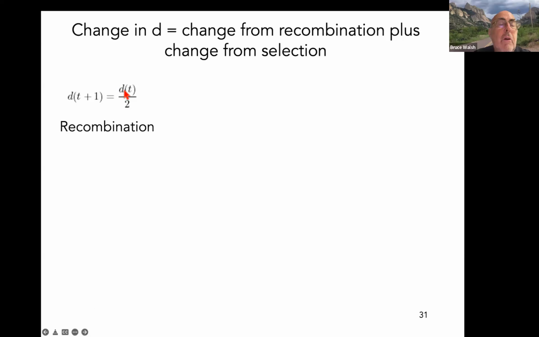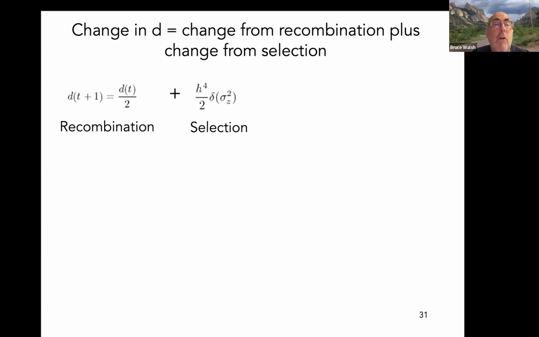So the disequilibrium is the original value divided by 2. That's the decay from recombination. And then the part from selection. So this is the reduction in variance in the parent. So I have a whole room full of people. I measure a variance. Then I choose a small subset.